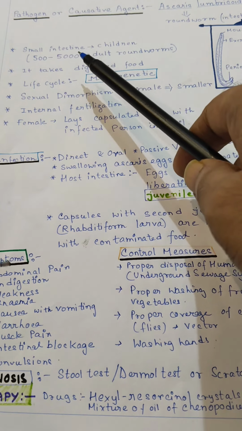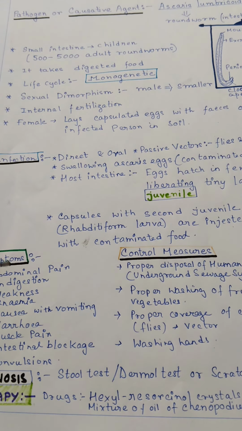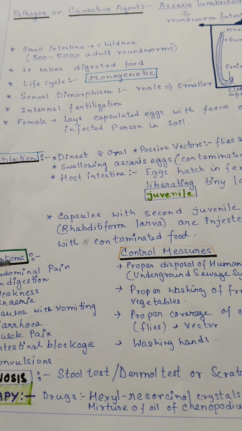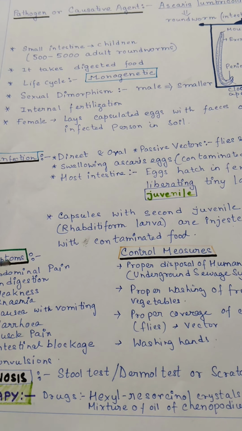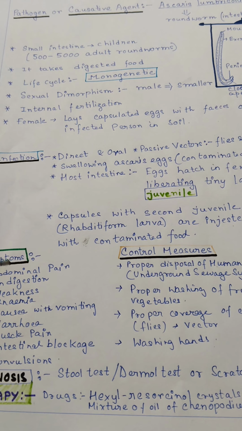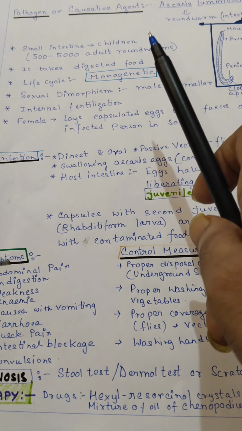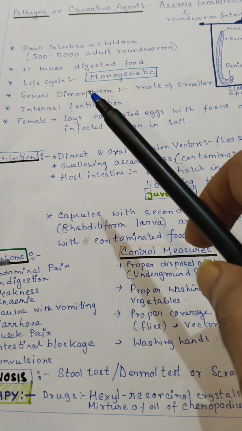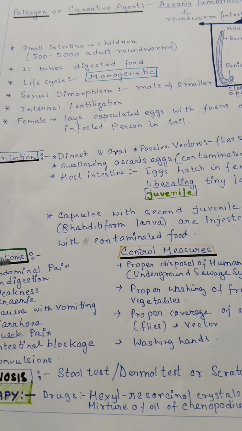Approximately 500 to 5,000 adult roundworms are found in the patient. It takes the digested food of the host. So the body in which these worms are found, it takes the digested food of that host. The life cycle is monogenetic, that is, it affects a single host, and the host is human. So only one host is there to complete its life cycle, so it is monogenetic.